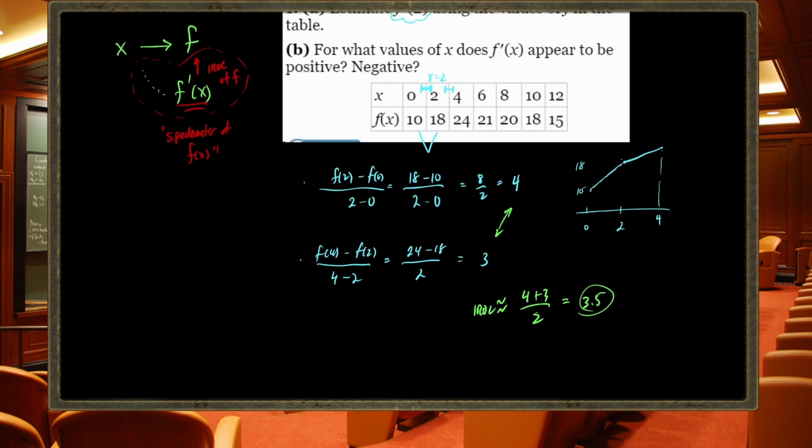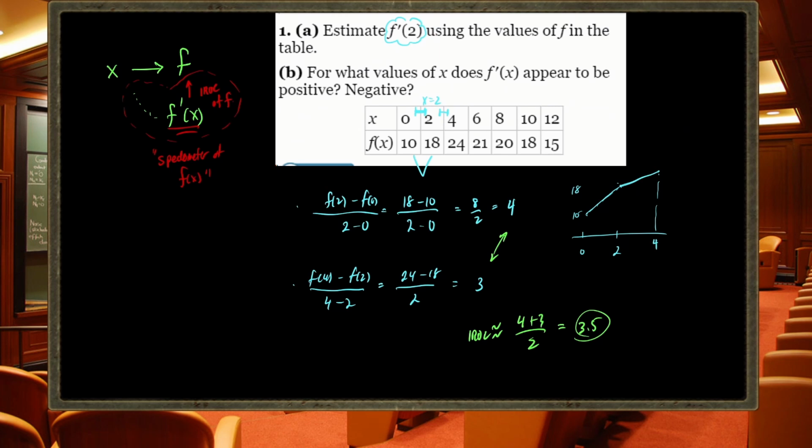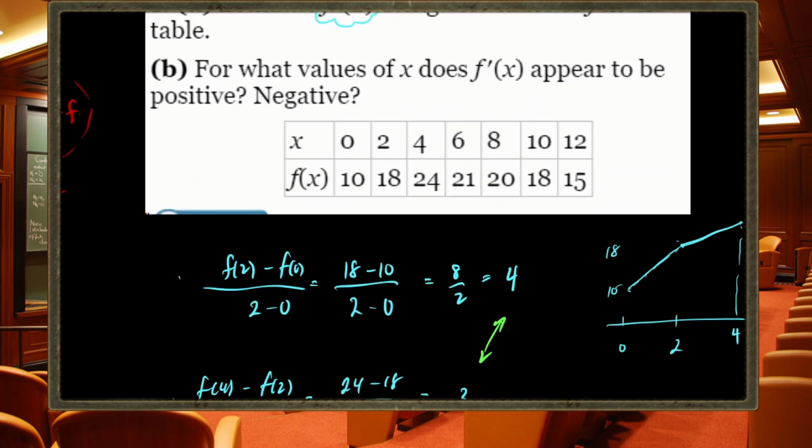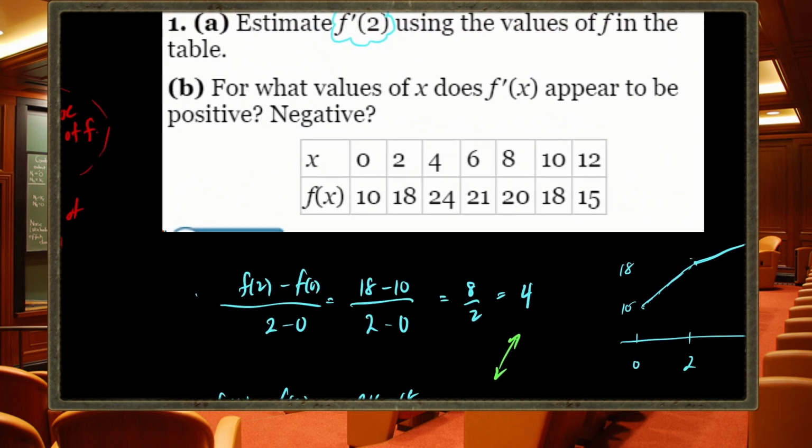So the idea here for A is that we're able to estimate the instantaneous rate of change with the average rate of change. So now we're asked to open up our lens a little bit with f prime of x on the whole table. It's asking for what values of x does f prime appear to be positive and negative. So now we're talking about the sign of f prime as a function. So what does that mean?